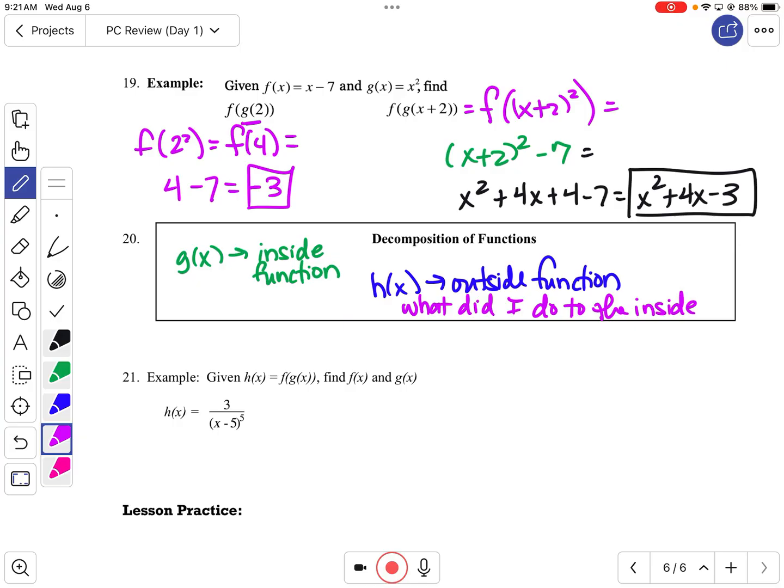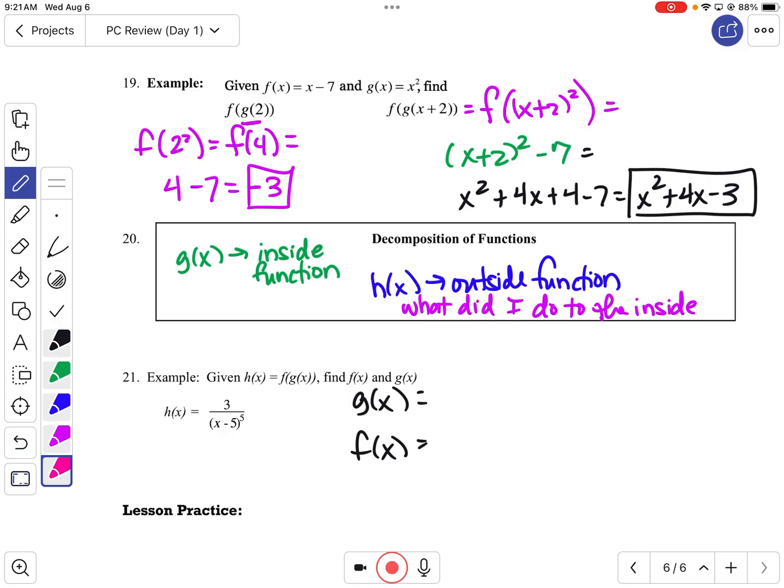And this is important when we start talking about integration. So, our inside function and our outside function. Remember, there are multiple ways we can do a decomposition. We will find there's always a best decomposition when we're doing integration. But let's take a look at this one. We're looking for f of x and g of x, g of x being our inside, f of x being our outside.